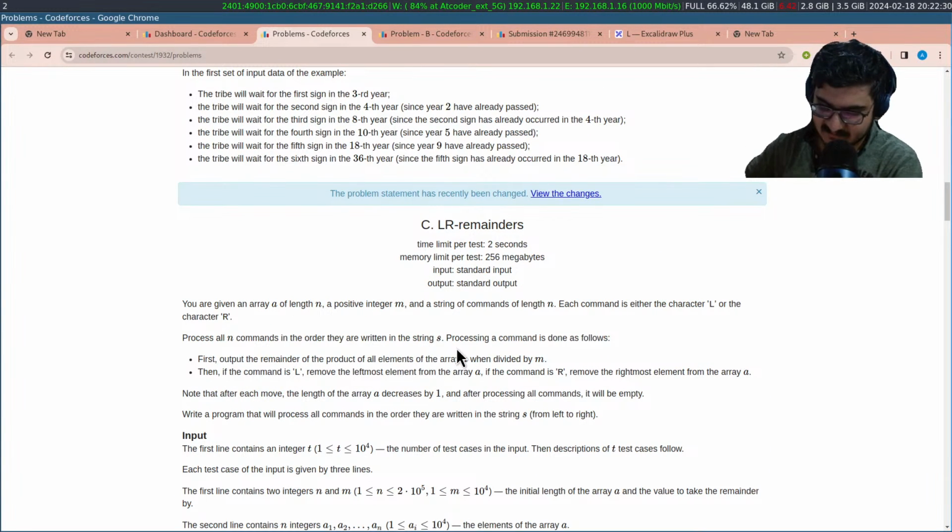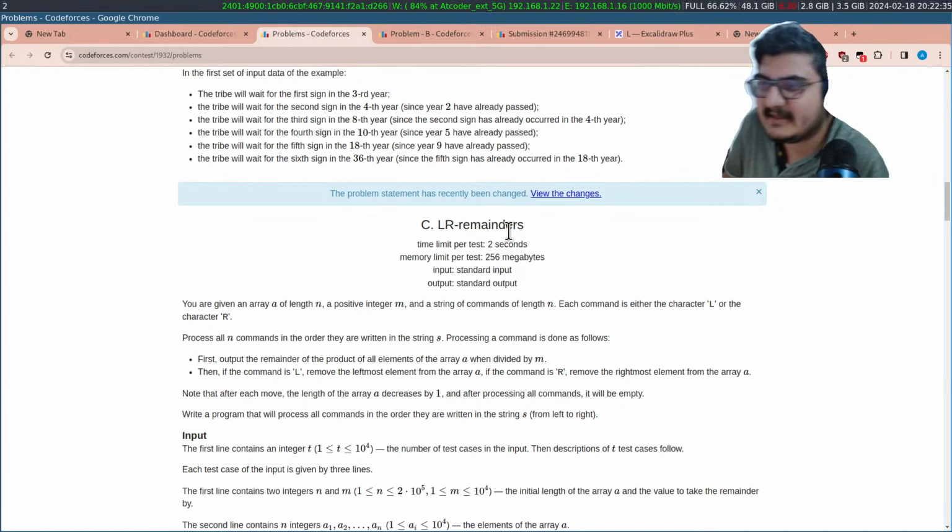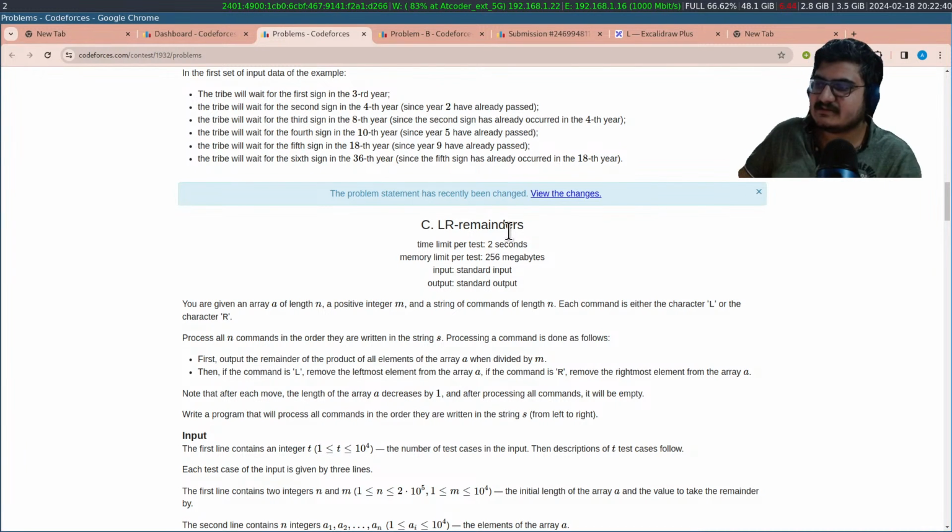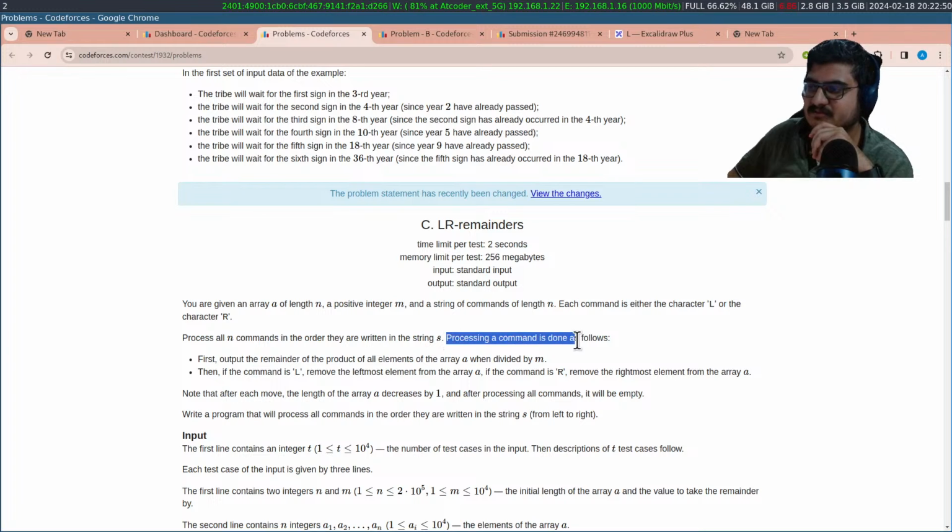I will move to the next problem now. It says LR Reminders. You are given an array of length n and a positive integer m, and a string of commands of length n. Each command is either the character L or R. Process all the n commands in the order they are written in the string. Processing a command is done as follows. Output the remainder of the product of all the numbers in the array when divided by m.